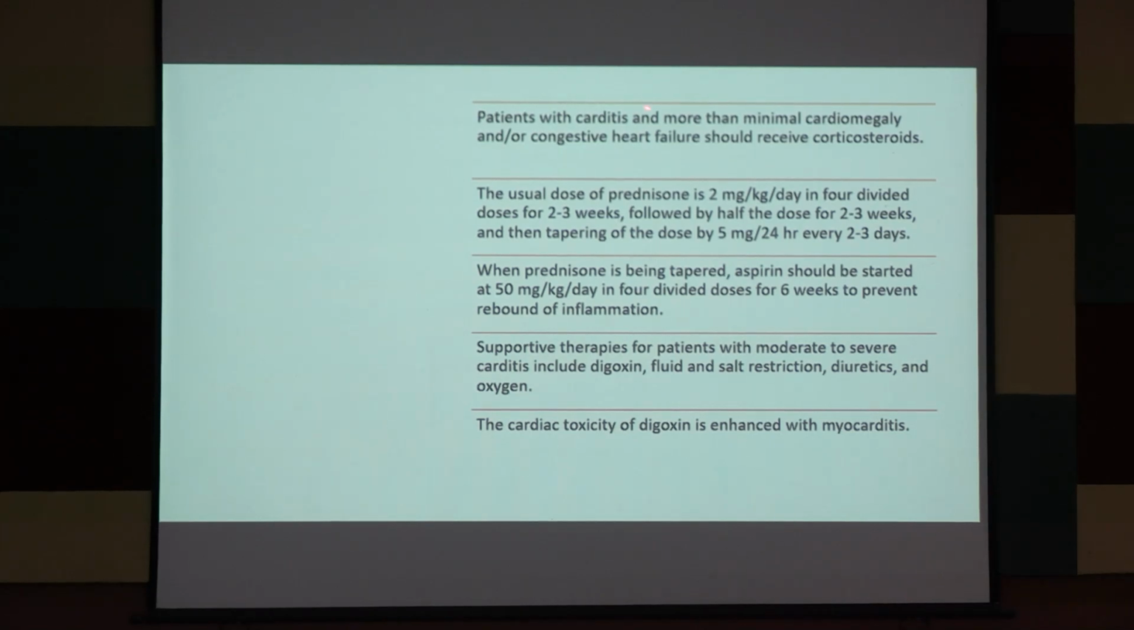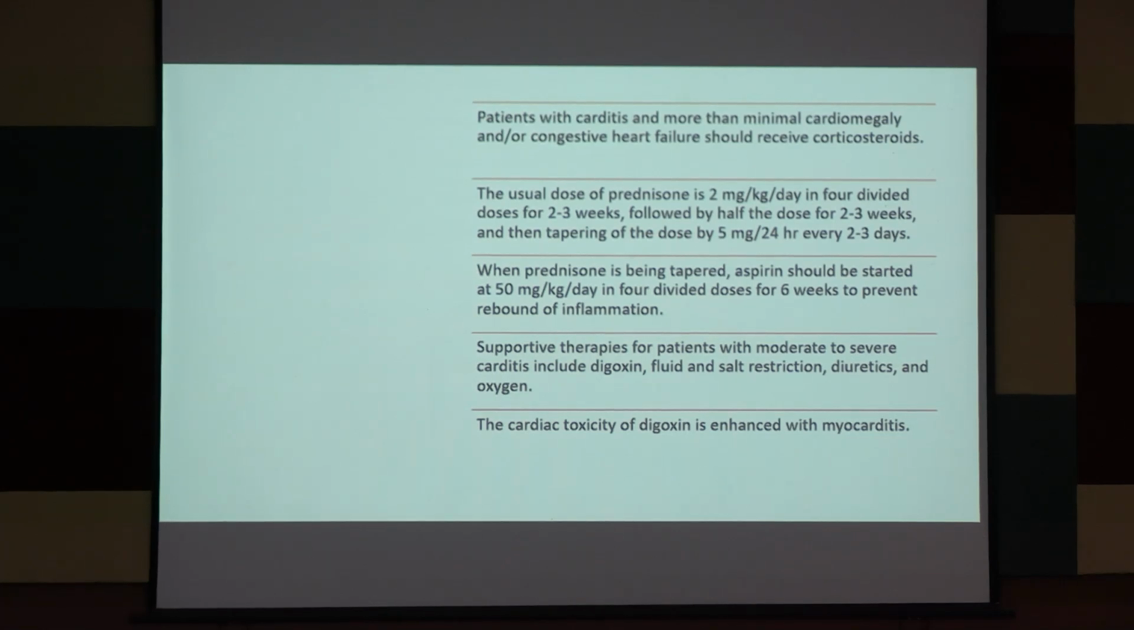Okay. Next, we go to the patients with carditis, cardiomegaly, and or failure. In those cases, you should start steroids, penicillin. So, where there is a carditis with failure, in that case, you should give steroids. Or cardiomegaly, patients with carditis without failure, you should give steroids. Steroid dose you see 2 milligram per kg, 2 to 3 weeks, followed by half the dose for 3 weeks, and then reduce the tapering dose every 2 to 3 days.